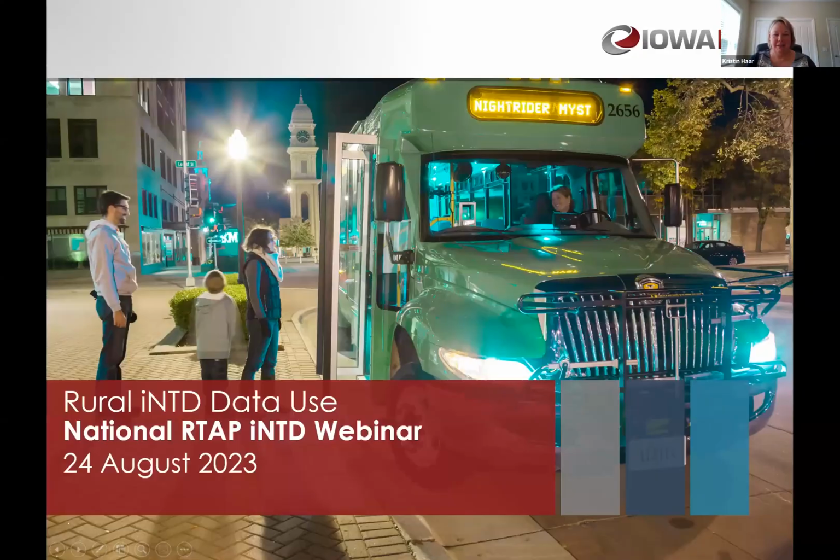Thanks for having me on. So at the state DOT level, we have a little bit different relationship, I think, with the NTD in that we have the pleasure of inputting all of the NTD data into the database for all of our subrecipients that receive our 5310 and rural 5310 and then our 5311. So we have a little bit different perspective.